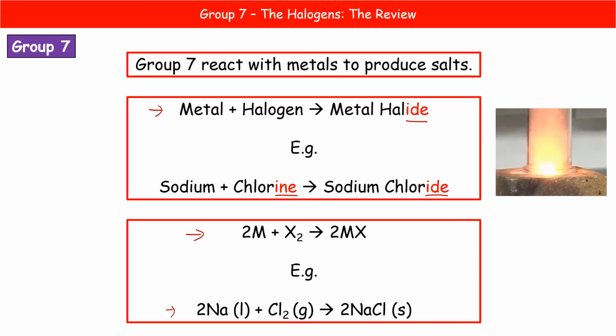Again, this is one of those where if you really hate balancing, you can just remember 2 in front of the metal, 2 in front of the salt, and remember they're diatomic for the halogen.